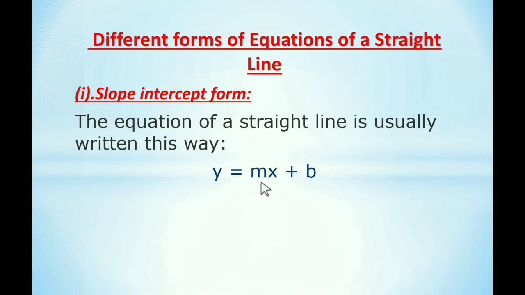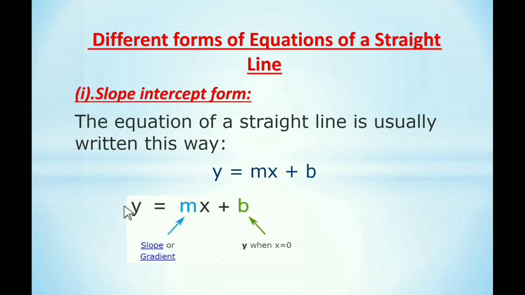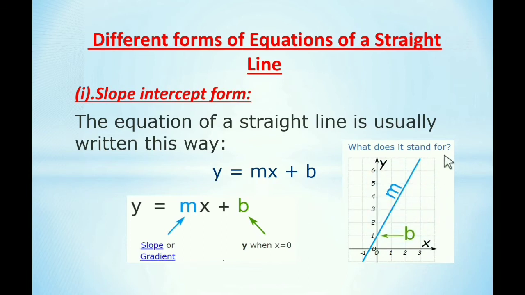What is slope? Look at this. In y equal to mx plus b, slope or gradient. Here m is the slope or gradient and b is the value when x equal to 0. Look at the diagram. What does it stand for? Here, this is the value of m, that is how steep the line is. This is the intersection along the y-axis, which is the value of b when x is equal to 0.